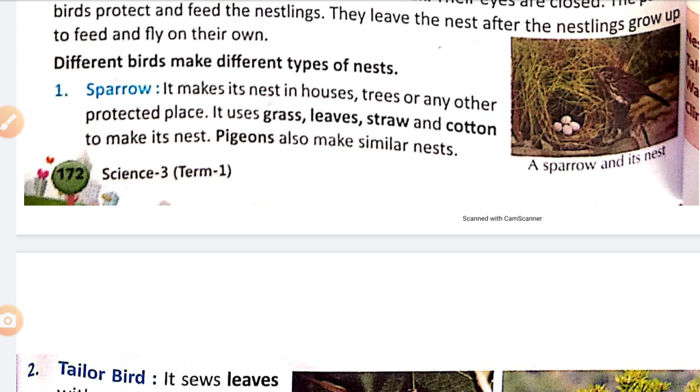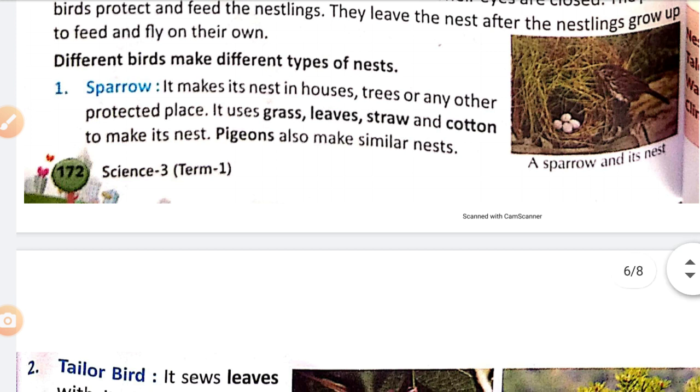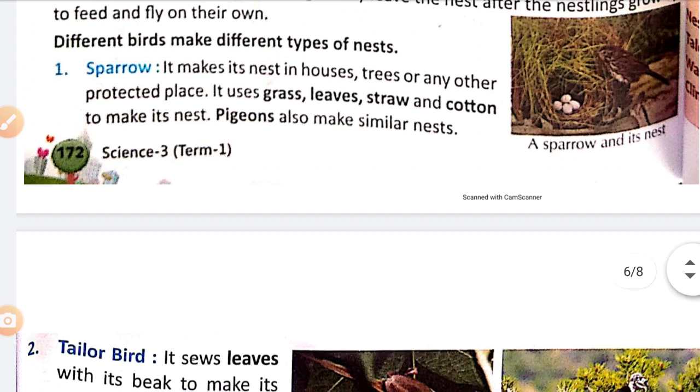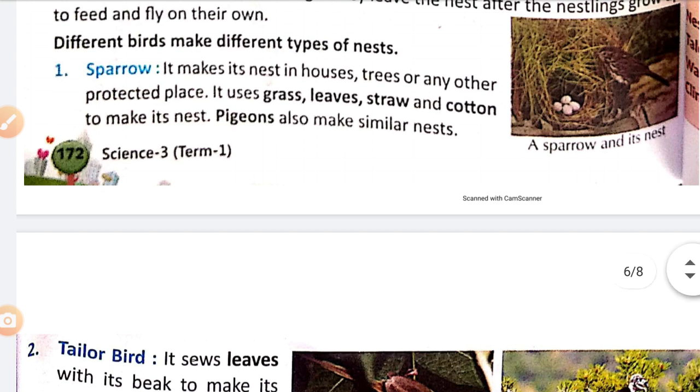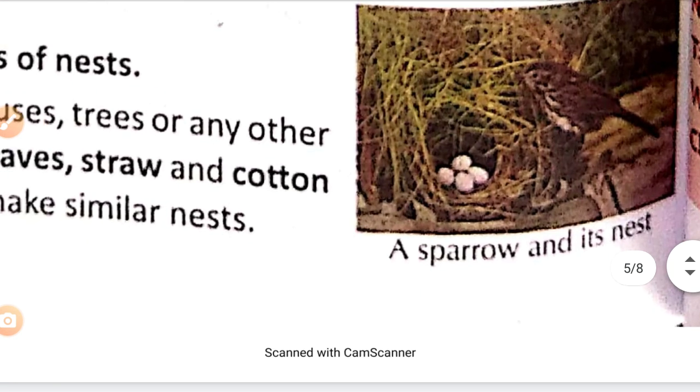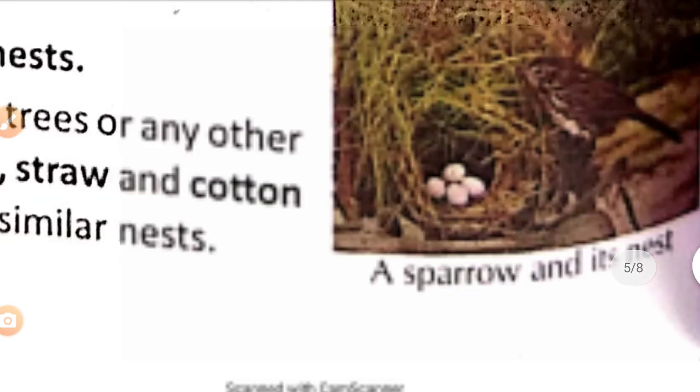Just see about the sparrow. It nests in houses, trees, or any other protected place. It uses grass, leaves, straw, and cotton to make its nest. Pigeon also makes a similar nest. See, it is the sparrow and its nest. Okay.